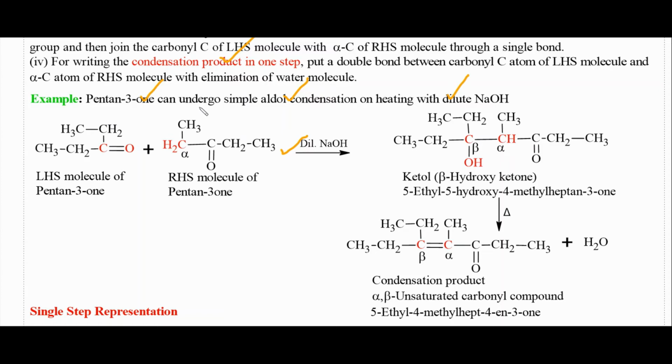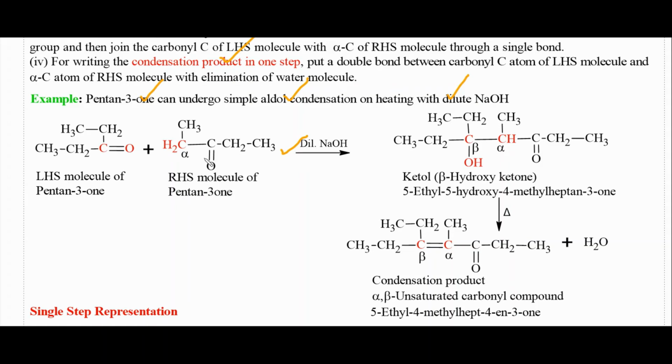Pentanthreone can undergo aldol condensation on heating with dilute NaOH. In this reaction, you can see two molecules of pentanthreone. The molecule which I have written on the left-hand side, I call the LHS molecule of pentanthreone. The molecule which I have written on the right-hand side, I call the RHS molecule of pentanthreone.